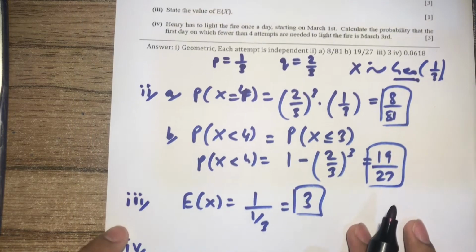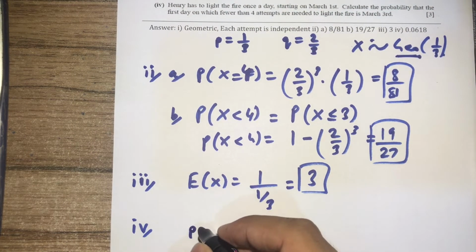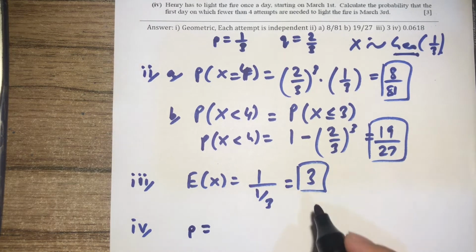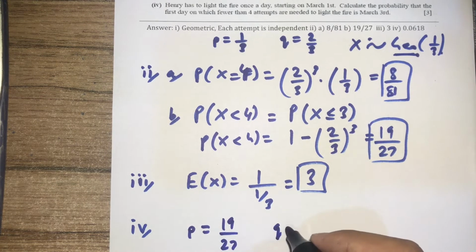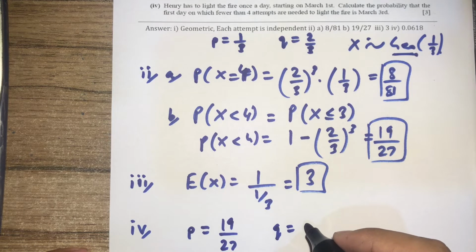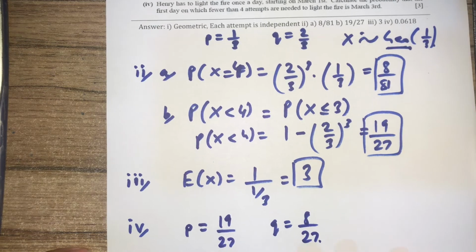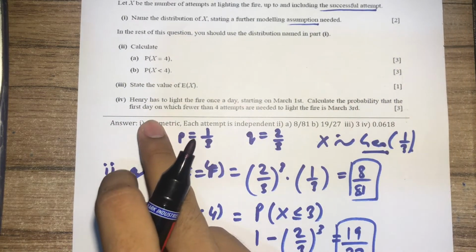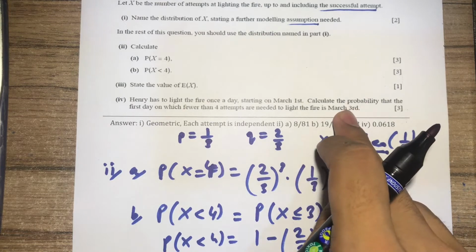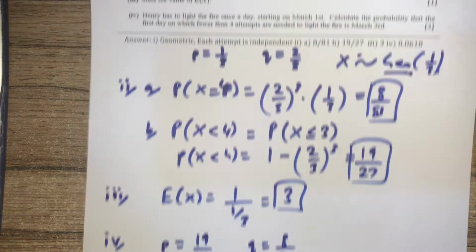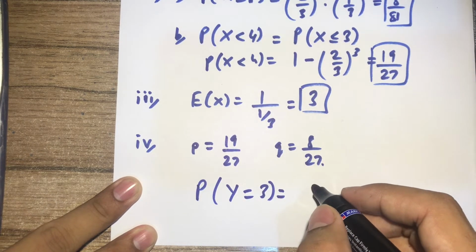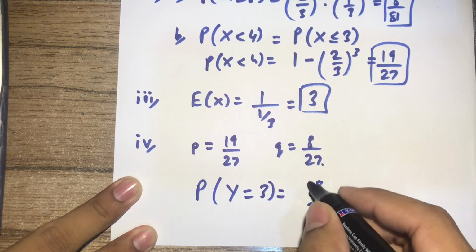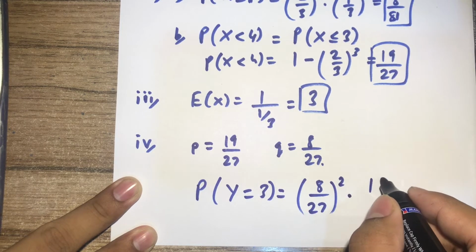So the probability of lighting the fire in less than 4 attempts is the successful probability. So successful probability we found in part 2b, that is 19 upon 27, and the failure would be not being able to light in less than 4 attempts, so that would be 1 minus 19 upon 27, that is 8 upon 27, right? Now he has to be able to light it in fewer than 4 attempts on the 3rd day, means we have to find the probability of, let's take another variable, I'm taking y equals 3, right? The formula is q power n minus 1 times p.